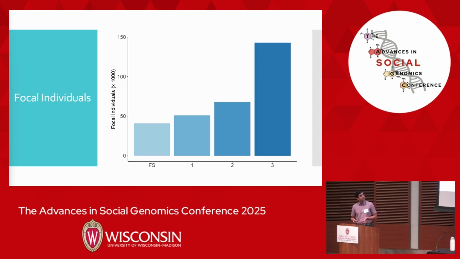In the sample, this graph shows you the number of focal individuals that we have. What this means is basically at the level of siblings, we have about 41,000 people in the sample who have a sibling, and at the level of third-degree relationships, there are about 140,000 people who have someone who's at least as close as a third-degree relation.